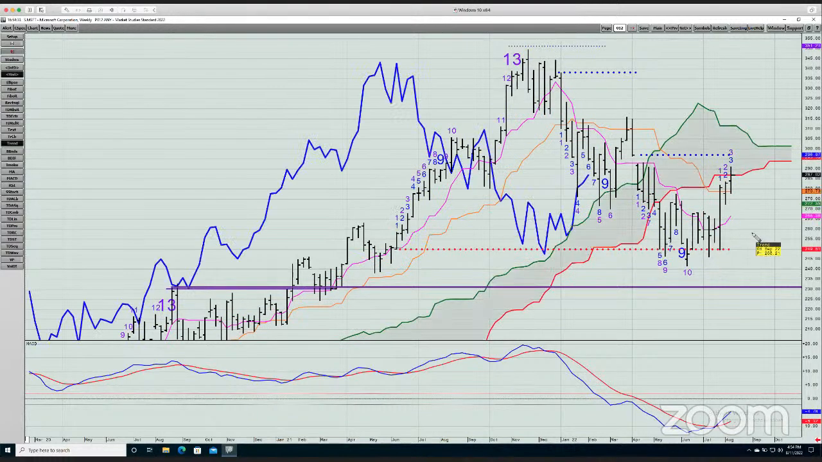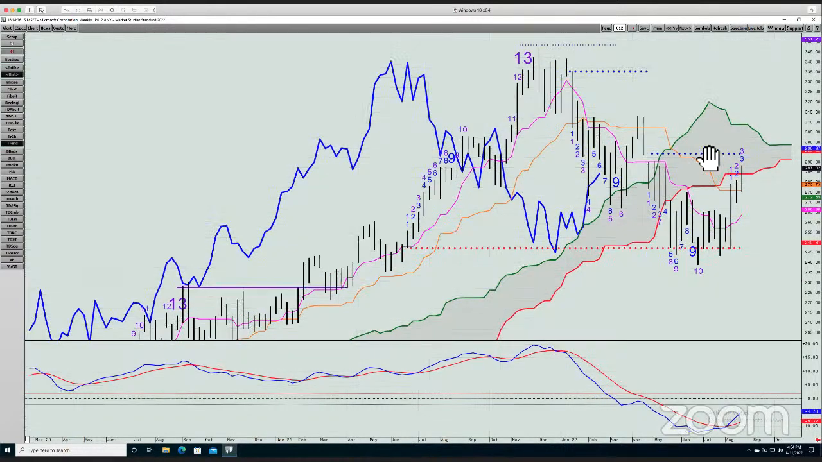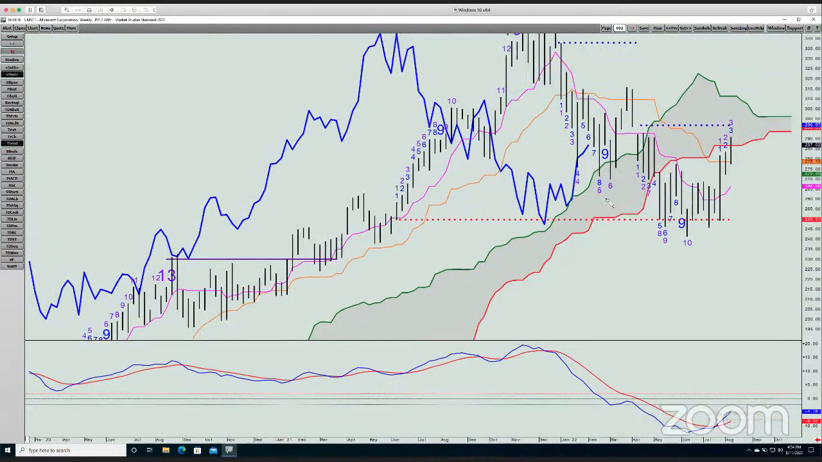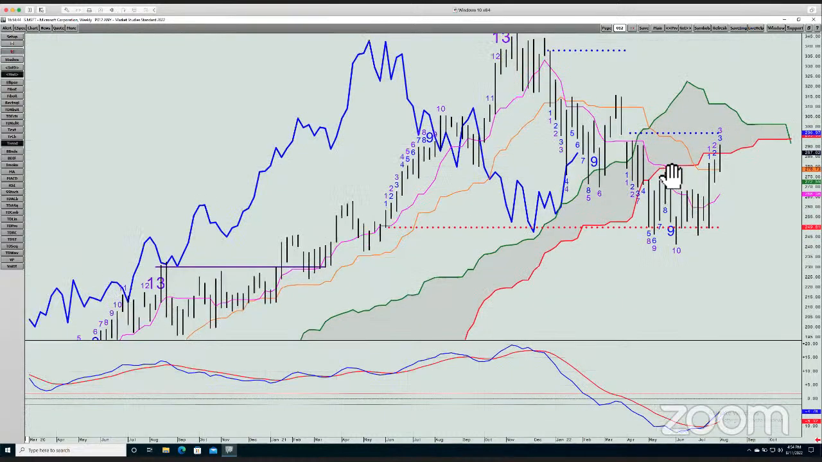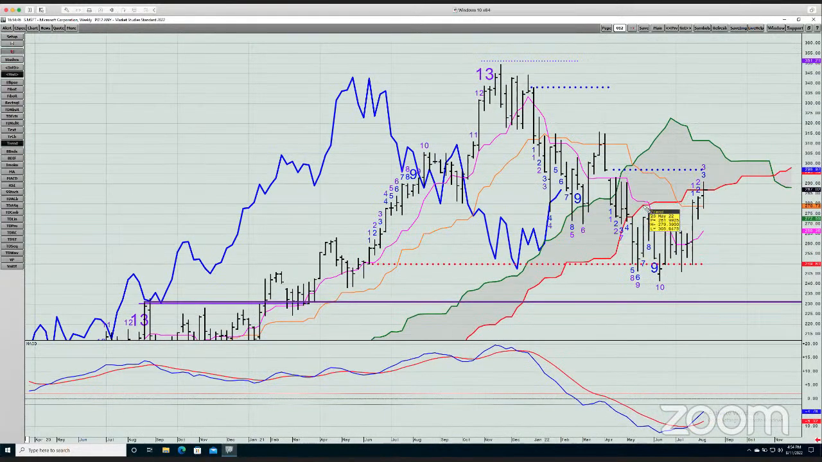What does the cloud chart tell me? Well, I see in May, for the first time in probably quite some years, potentially, price has broken beneath the cloud itself. The cloud is this shaded zone. Now, this has nothing to do with Tom Demark. This is a model that was created in the 1940s in Japan and not made public until the 1960s.